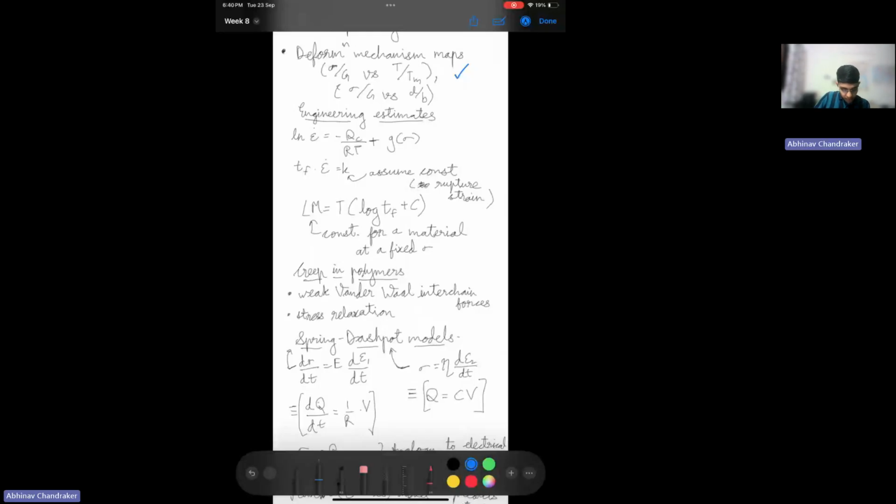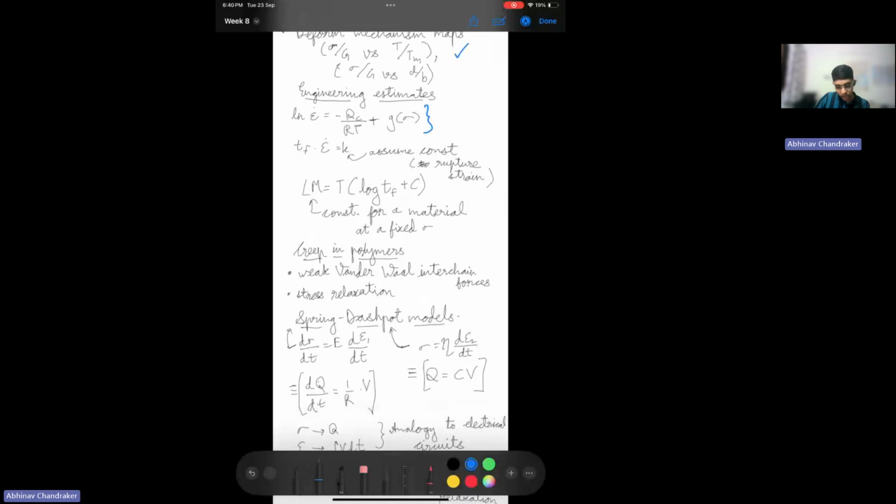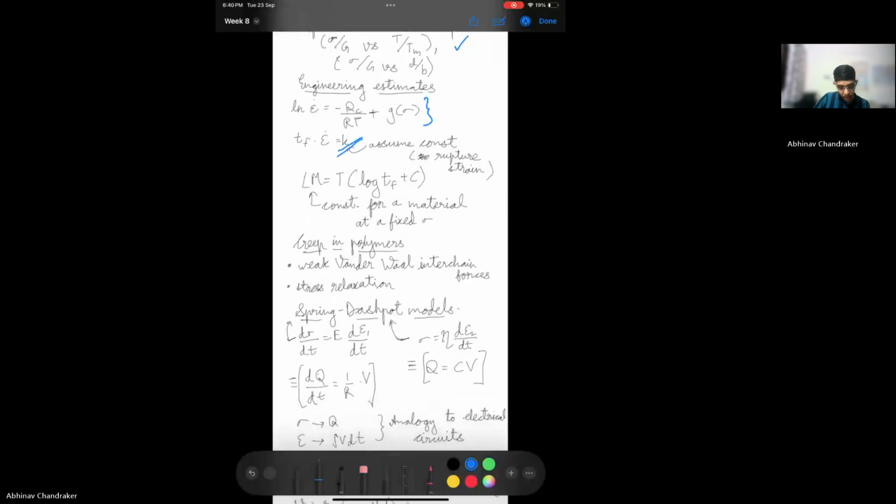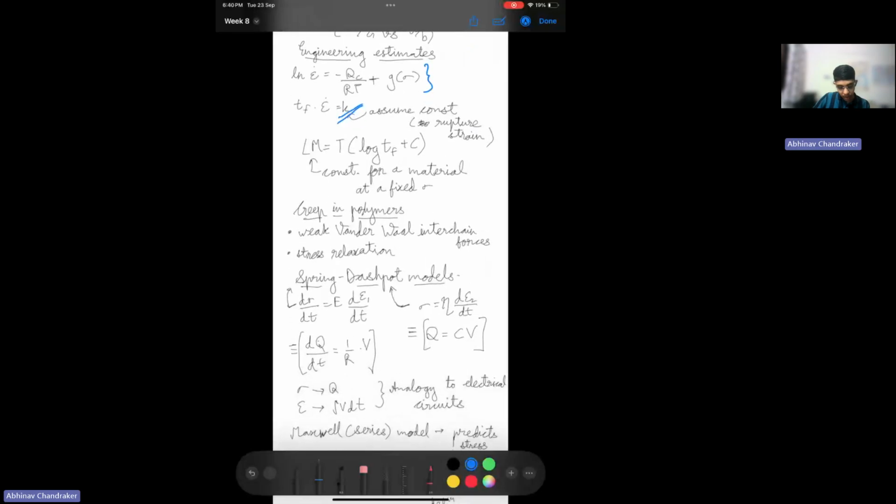We can write our strain rate equation in this kind of form, and we can assume that at some value of strain the component has failed. You can call it rupture strain also, and we can denote it by K. If you write K in this form, then you can plug this in the above equation and get this expression LM equal to T into log tf plus C. This is also called the LM parameter equation. LM is the Larson-Miller parameter.